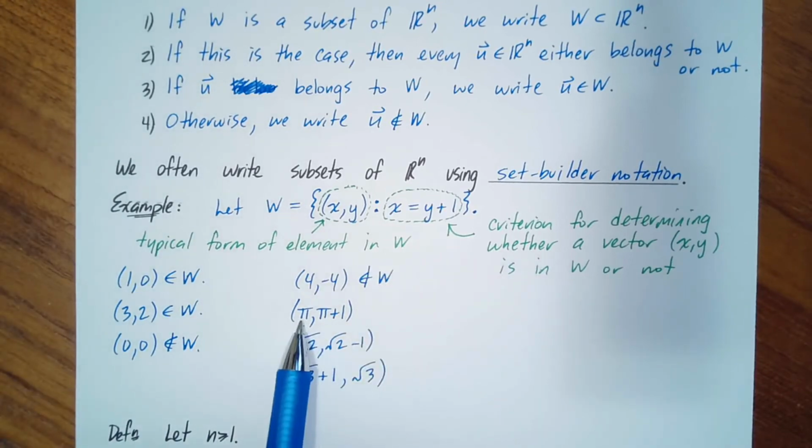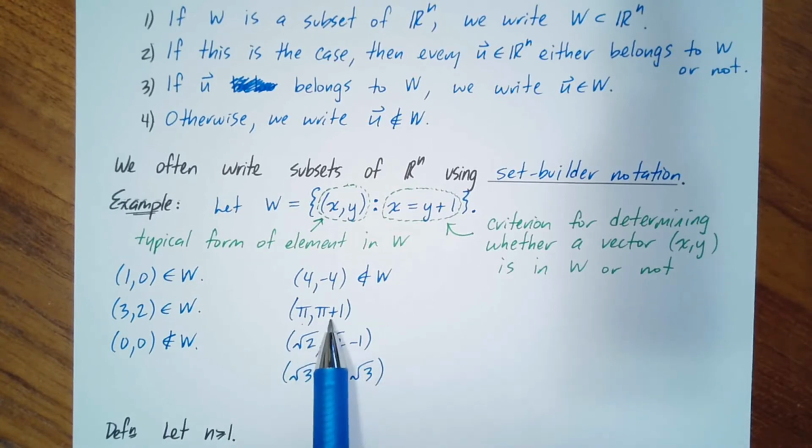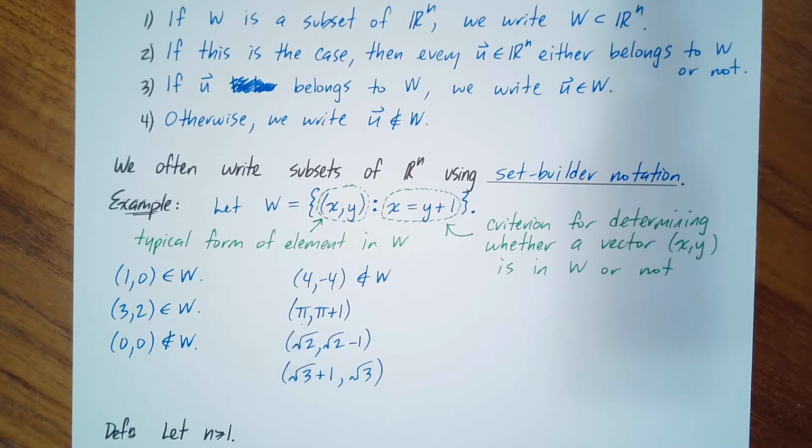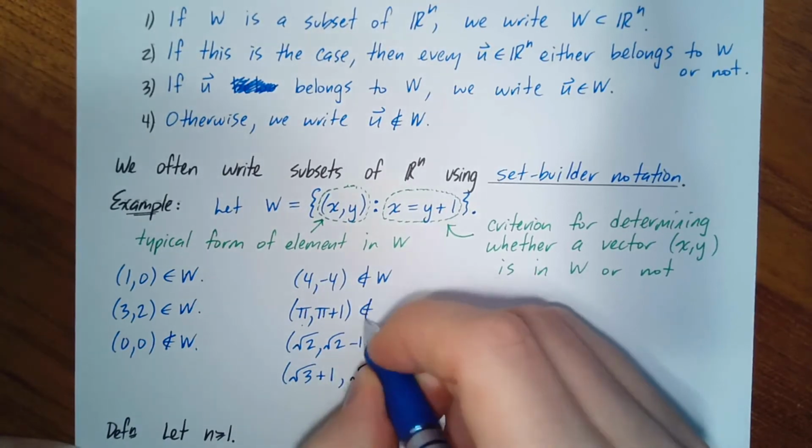What about this one? Is the first coordinate 1 larger than the second coordinate? No, in fact, the opposite is true. The second coordinate is 1 larger than the first coordinate. So it almost works, except they're flipped, unfortunately, so that they don't get to be in. This vector does not get to be in W either.